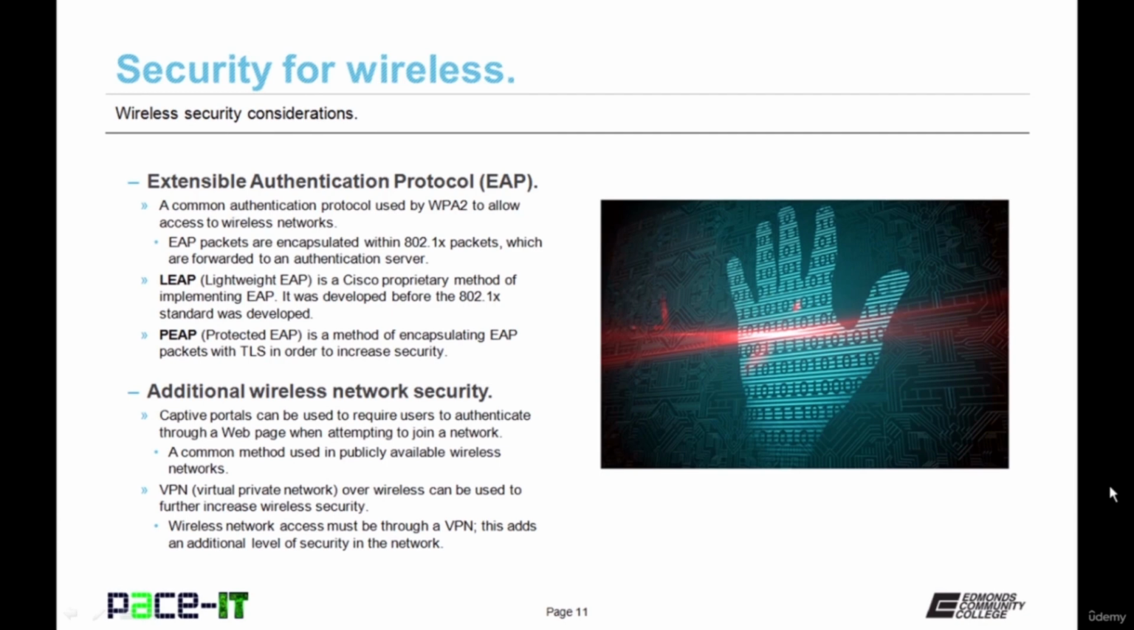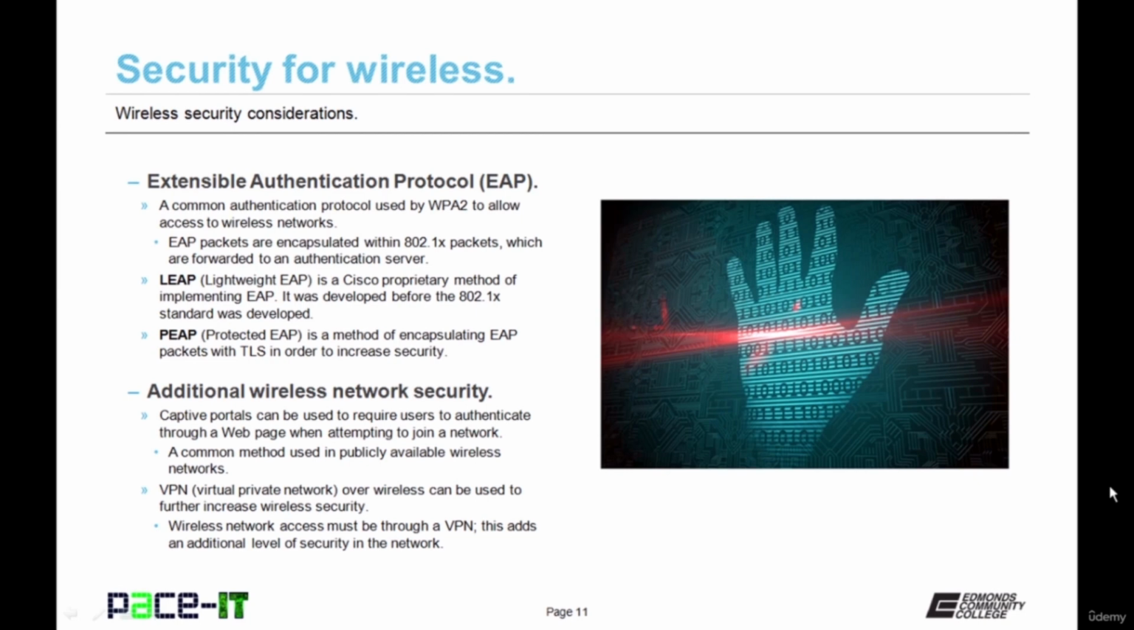Then there's PEAP, Protected EAP. It is a method of encapsulating EAP packets with transport layer security encryption in order to increase the security of the wireless transmission. There are some additional wireless network security measures that you can take.